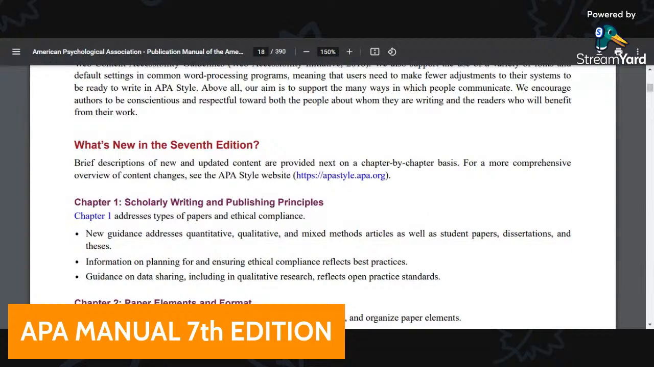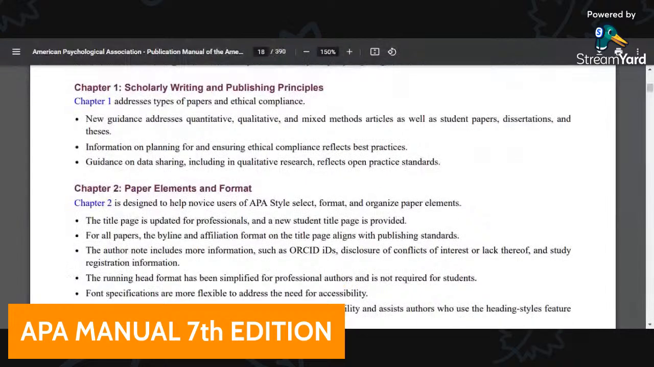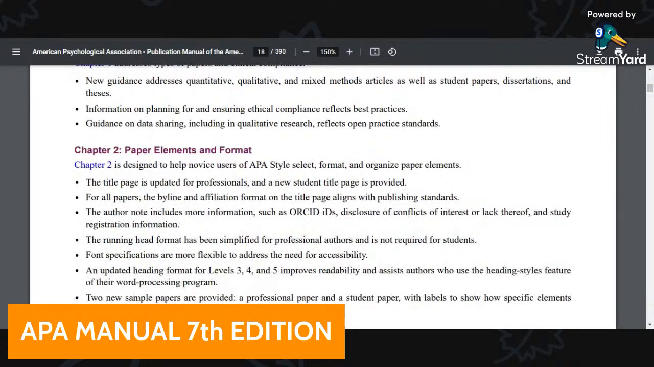Chapter 2: what is new in Chapter 2, the paper elements and format. Chapter 2 is designed to help novice users of APA style select, format, and organize paper elements. The title page is updated for professional and student papers. A title page is provided for all the papers, and the running head format has been simplified for professional authors and it is not required for students.